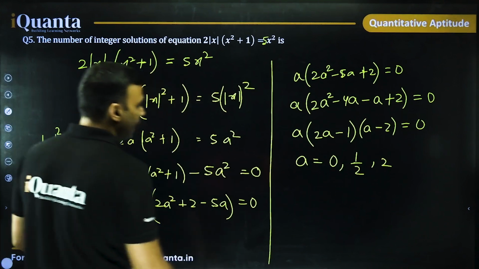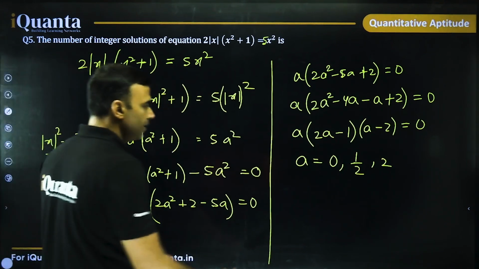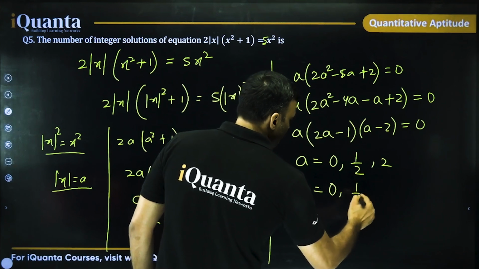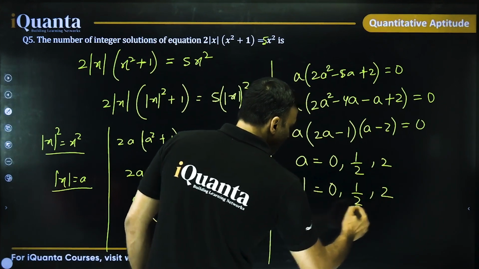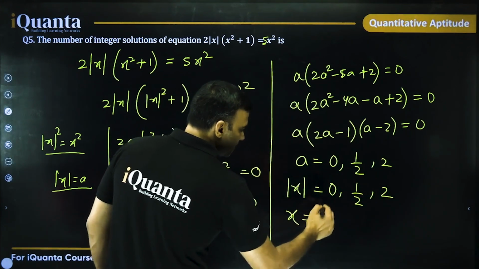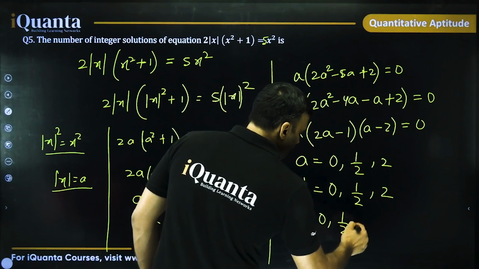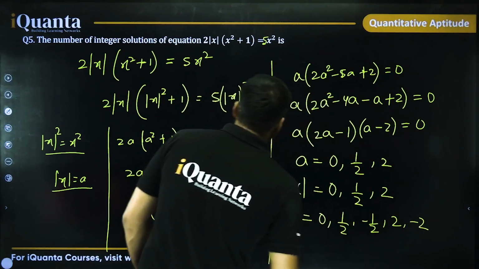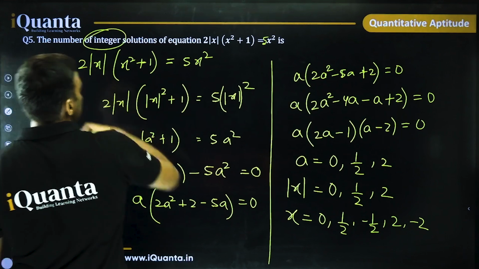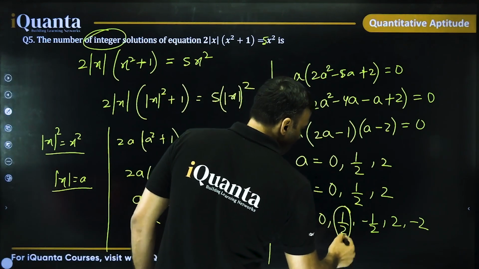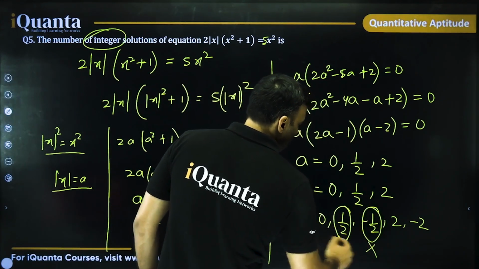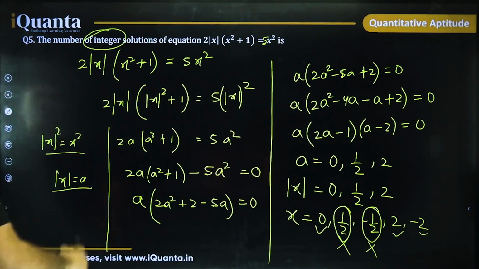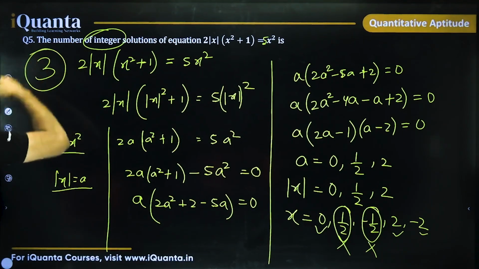And what is a? a is modulus x. So modulus x is equal to 0, 1 by 2 or 2. So the values of x would be 0, 1 by 2, minus 1 by 2, 2 and minus 2. But we need only integer solutions. Integer solutions will not include 1 by 2 and minus 1 by 2. So 0, 2 and minus 2. These three are integer solutions. So the answer of this question is 3 solutions.